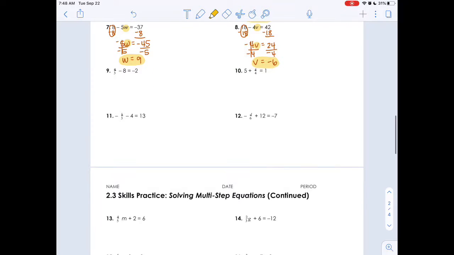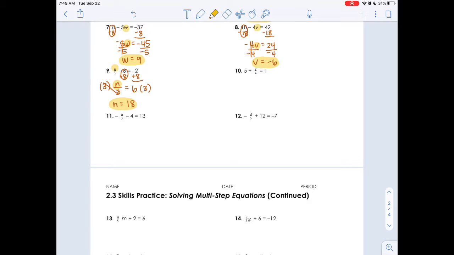Number 9 says n over 3 minus 8 equals negative 2. The variable here is n. The first thing I'm going to do is add 8 to both sides to get that out of the way. Negative 8 plus 8 is 0, leaving me with n over 3. And negative 2 plus 8 is 6. In order to get rid of the 3 in the denominator, I'm going to multiply by 3. 3 over 3 gives me 1n. And so I multiply by 3 on this side. 6 times 3 is 18.